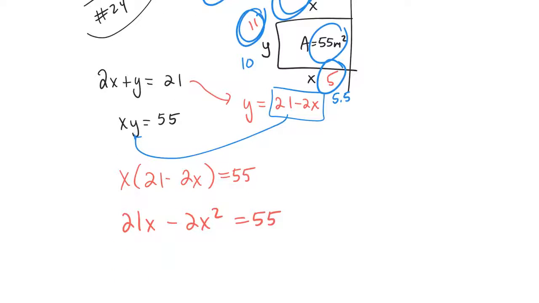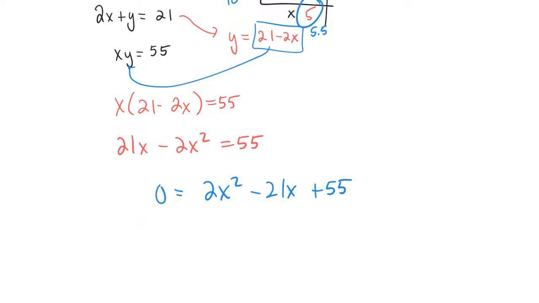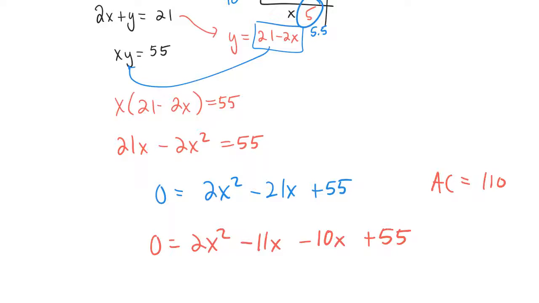To solve it, yeah, it's going to be the AC method. I would personally move it over to the right-hand side so that 2x squared is positive. Move the 21x over as a negative. 55 is still there already as a positive. I would then use the AC method. What numbers multiply to 110 and add up to negative 21? Negative 11 and negative 10. Yep, that works. Multiply them, I get 110. Add them up, I get negative 21.